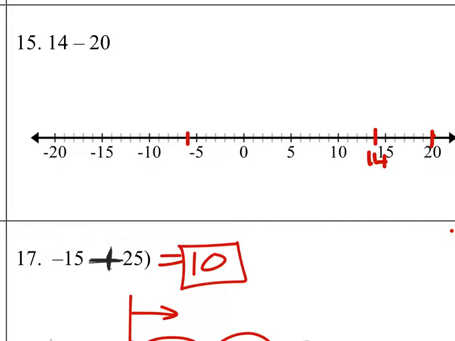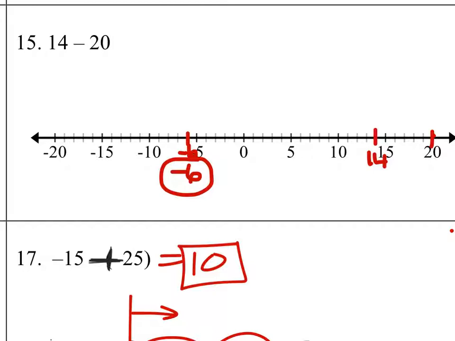There you go. And so if you can make that jump, which would be -6. -6 is our answer.